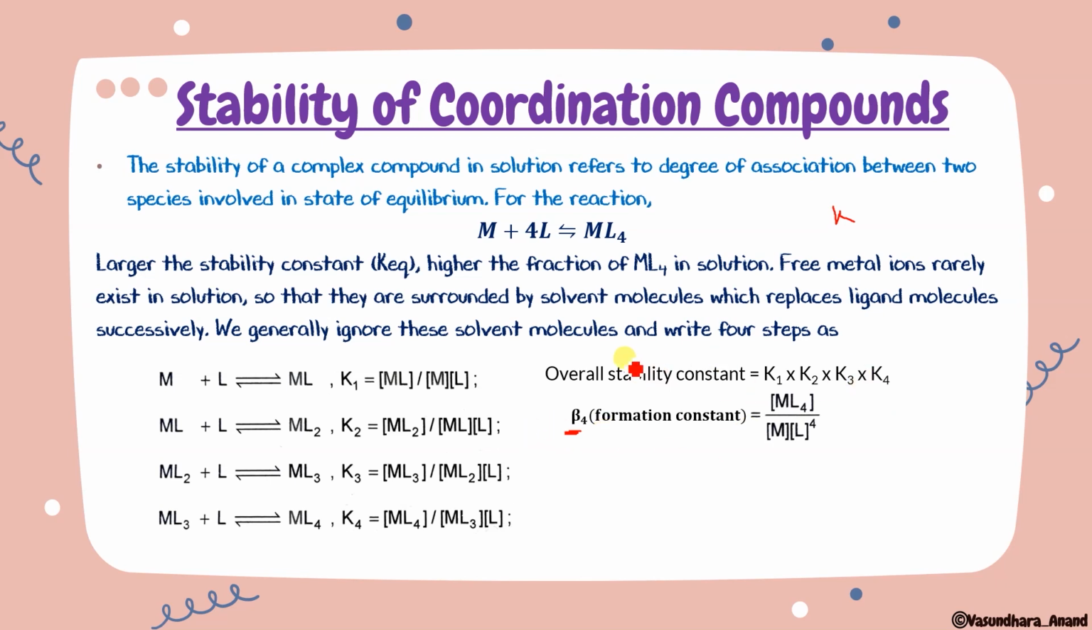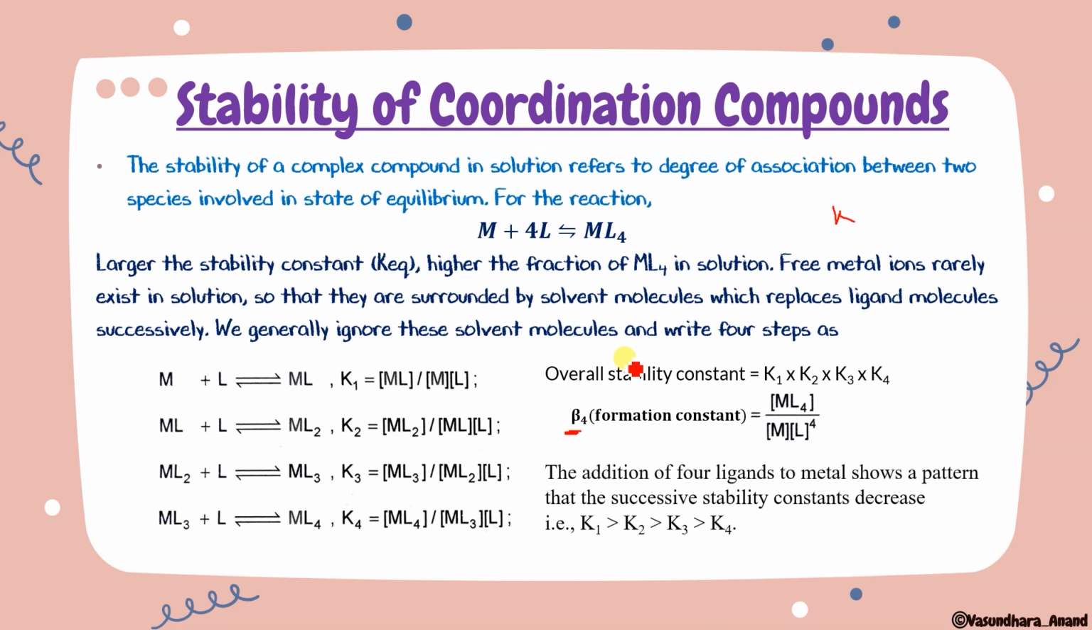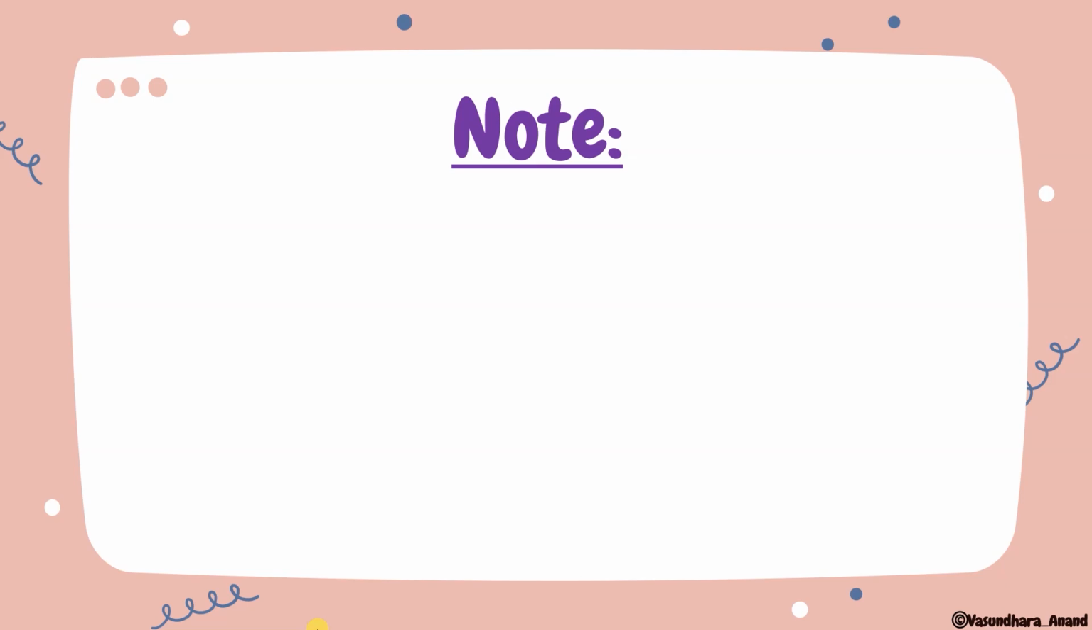So just remember it. The addition of 4 ligands to the metal shows a pattern: the successive stability constants keep on decreasing. Because as the addition of ligands to the metal goes on, the stability constant will decrease.